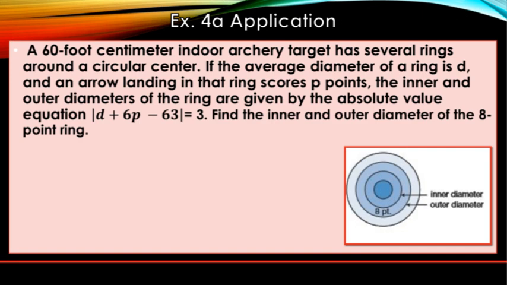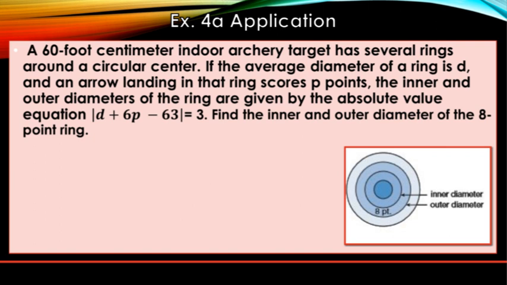And let's go through an application. A 60-centimeter indoor archery target has several rings around a circular center. If the average diameter of a ring is d, and an arrow landing in that ring scores p points, the inner and outer diameters of the ring are given by the absolute value equation |d + 6p - 63| = 3. Find the inner and outer diameters of an 8-point ring. So right now we need to solve this absolute value equation.